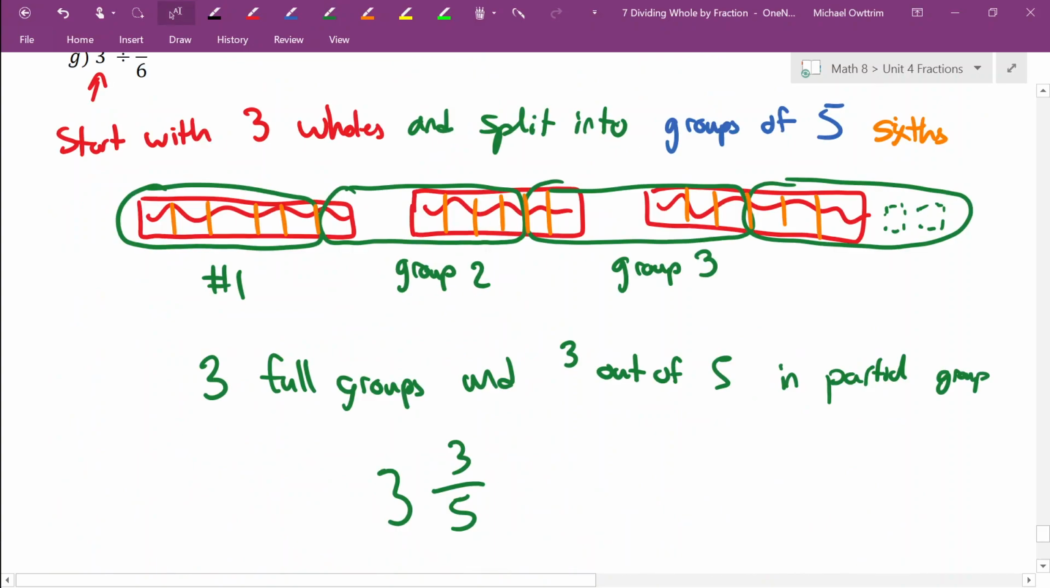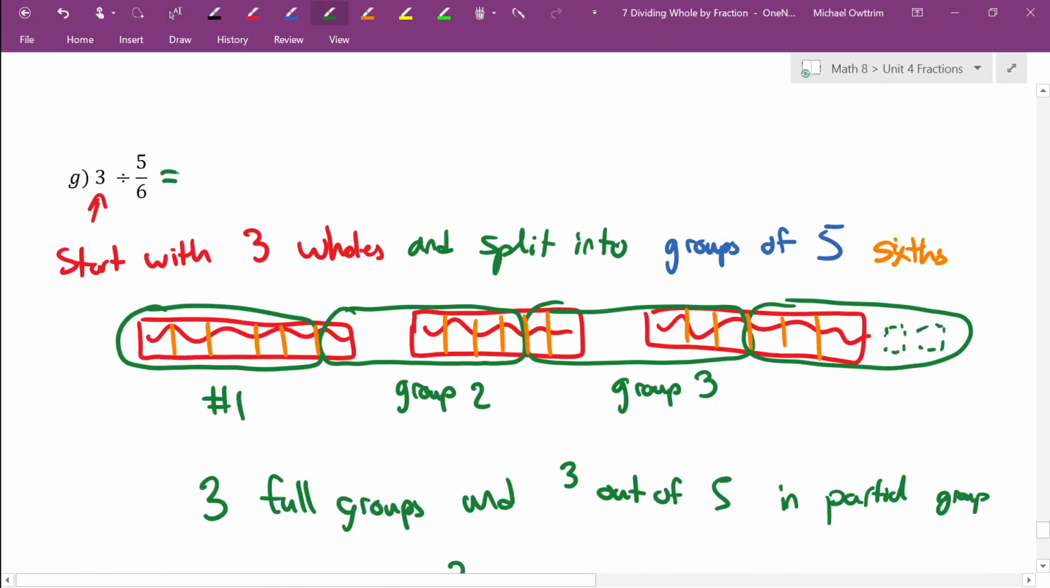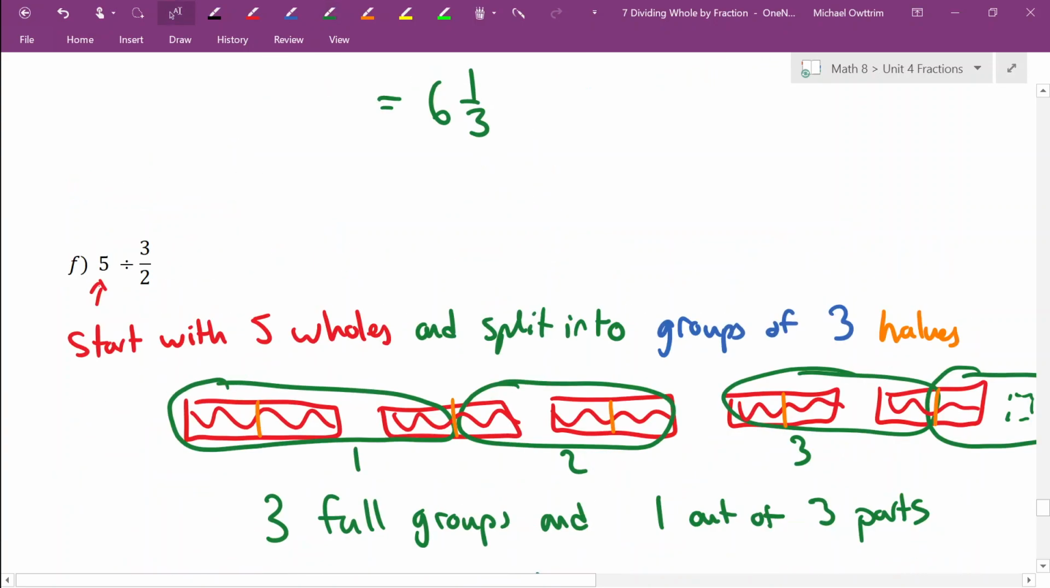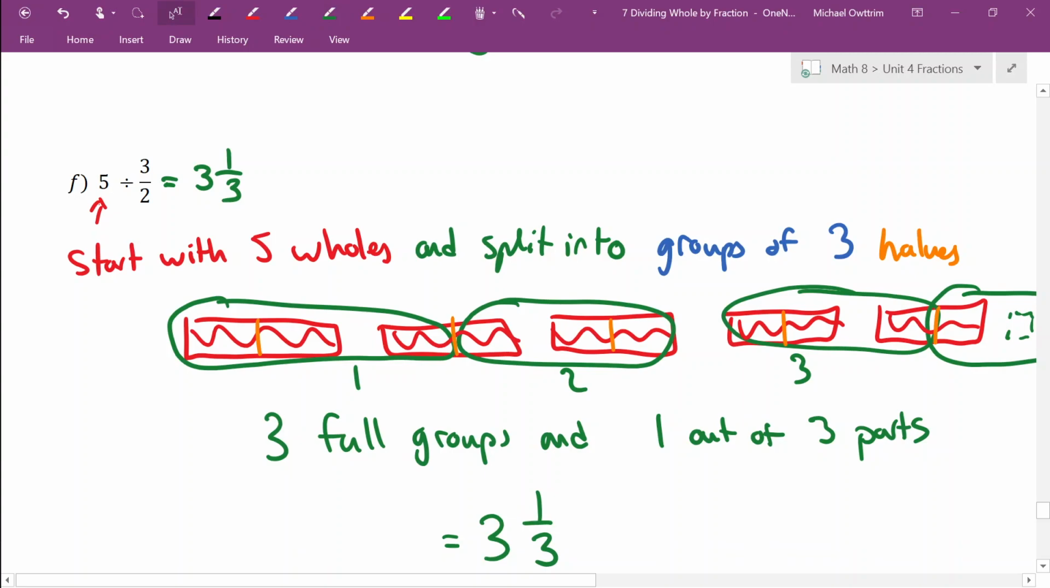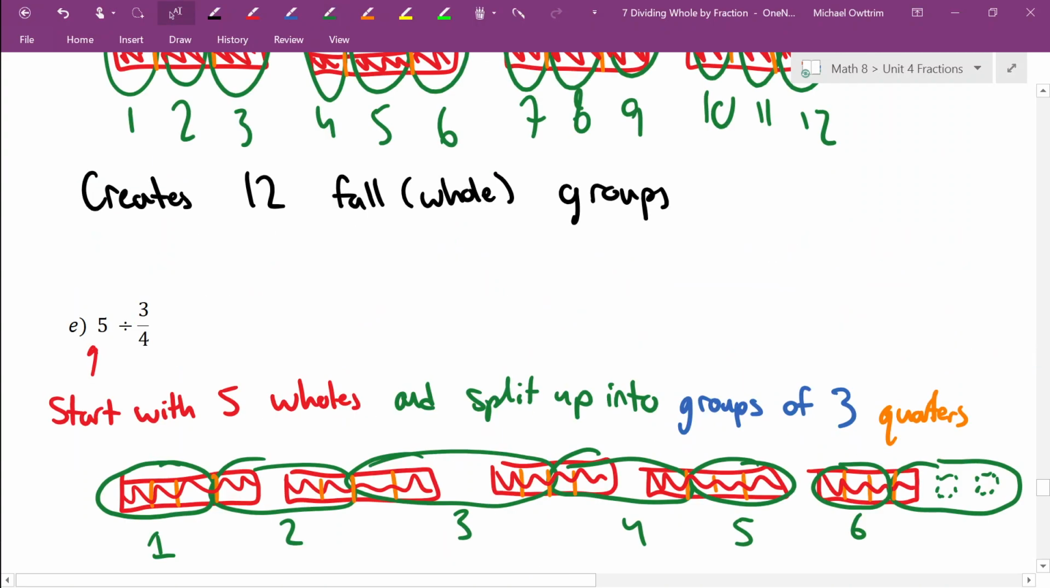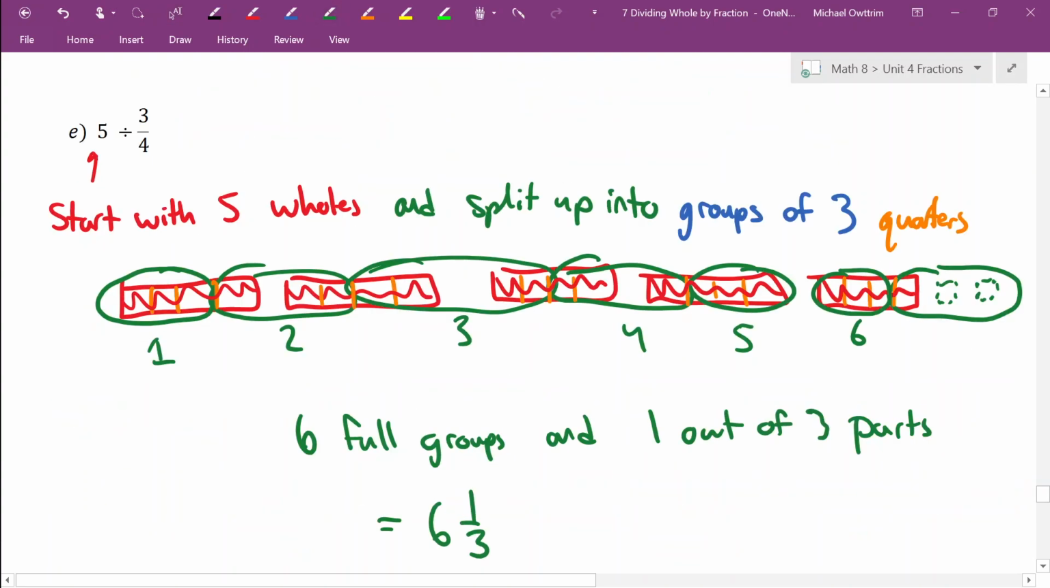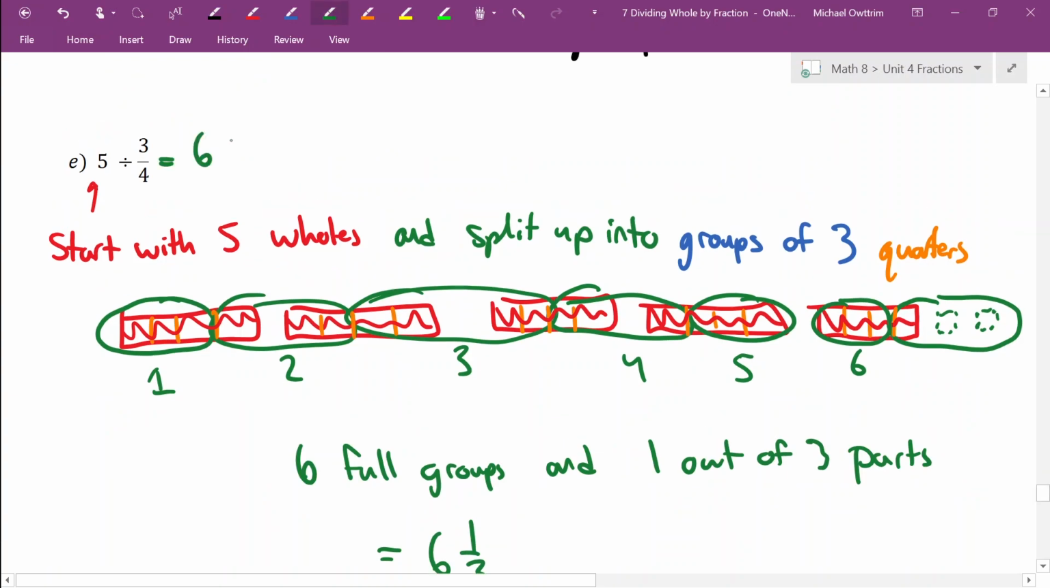So hopefully that has helped you with understanding how to divide a whole number by a fraction using a model. First number is always your starting amount, and then the fraction is the amount in each group on top, and the bottom just tells us what the size of each part is. So hopefully that's helped you out.